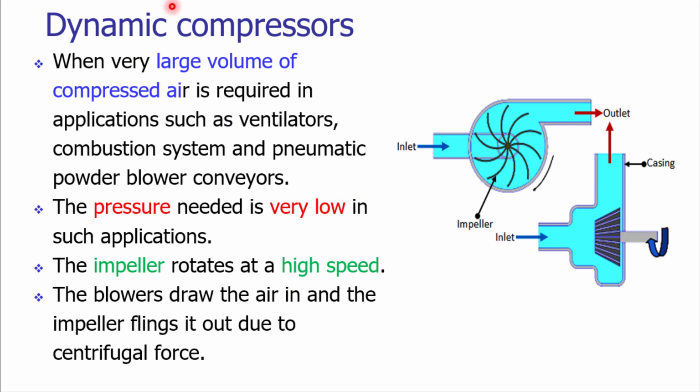The next category of compressor is the dynamic compressor. They are non-positive type. So we are getting a large volume of compressed air, which is in general required for ventilation operations and for combustion systems. To provide oxygen to the furnace, we need air. For those operations we need a large volume of compressed air. We may not require very high pressure, but the volume should be very large. For blowing operations, such as blowing of powder, we also need a very large volume of compressed air.